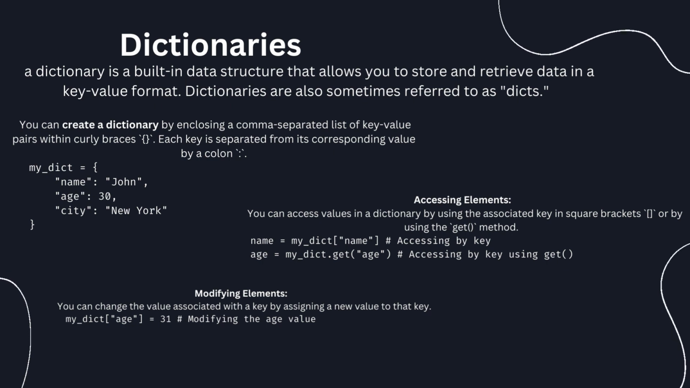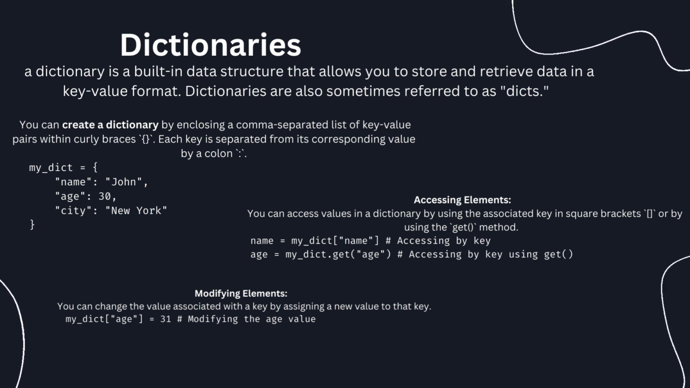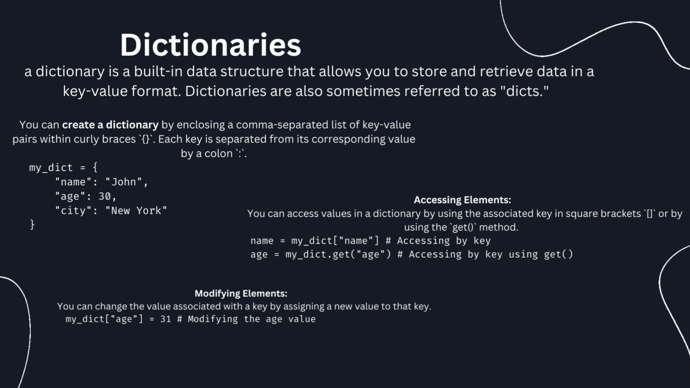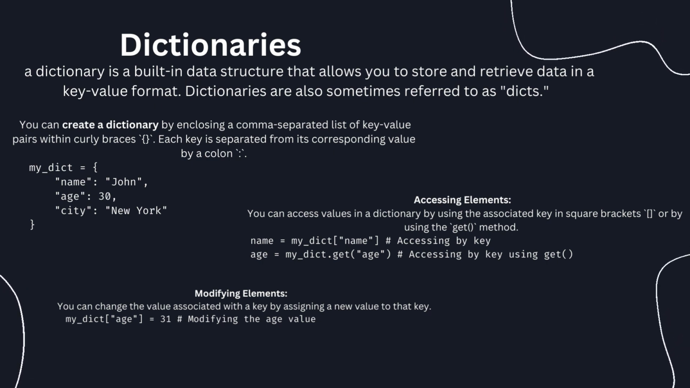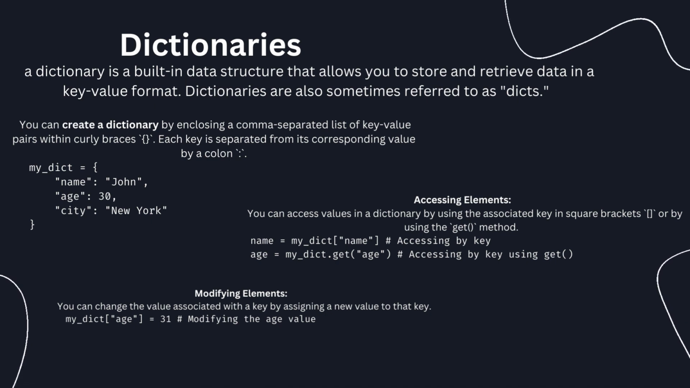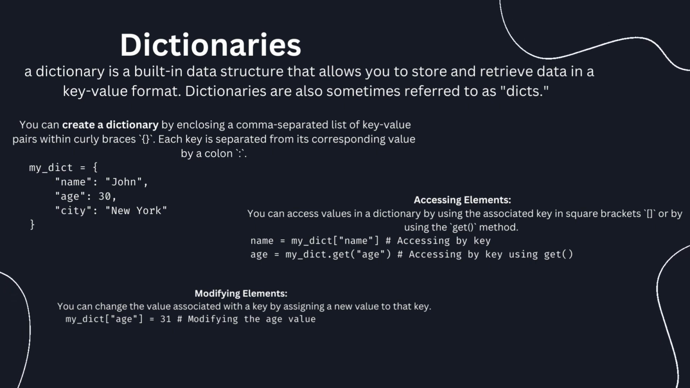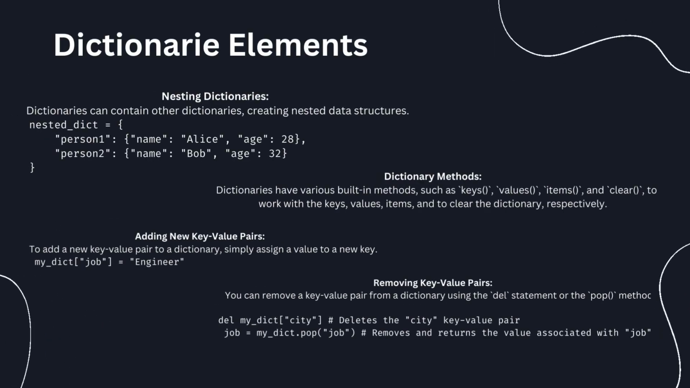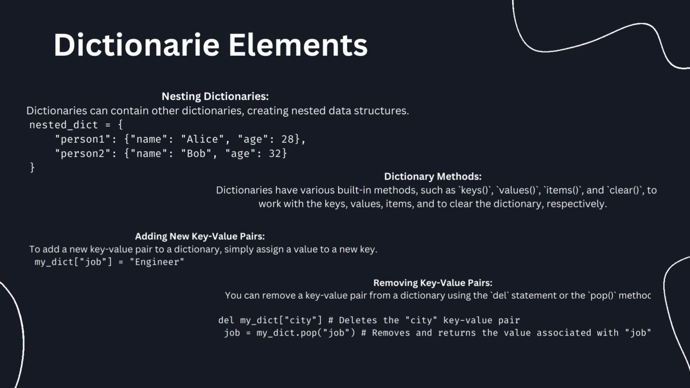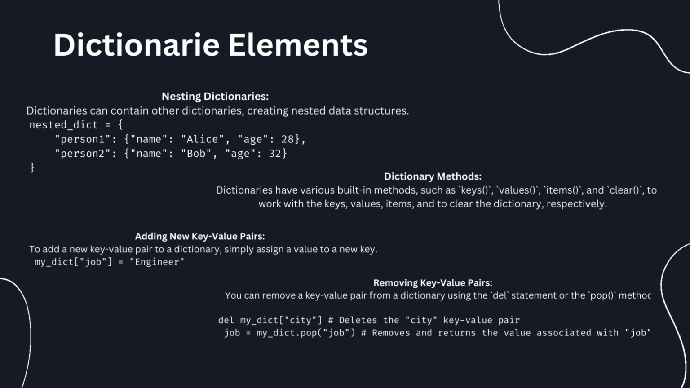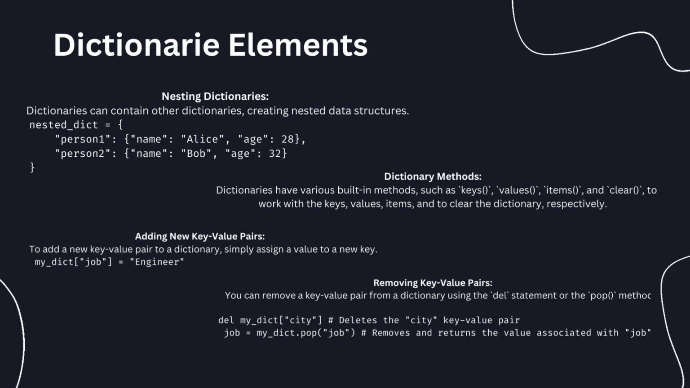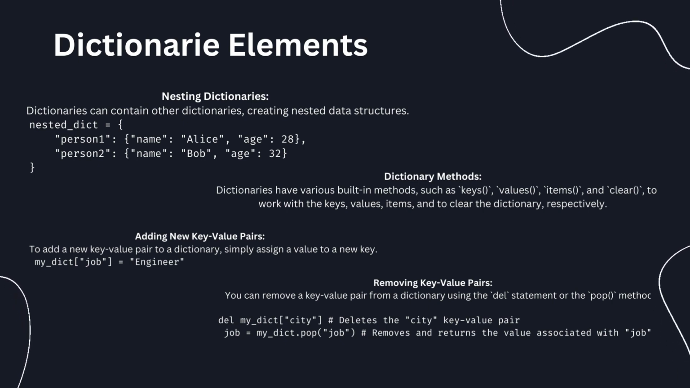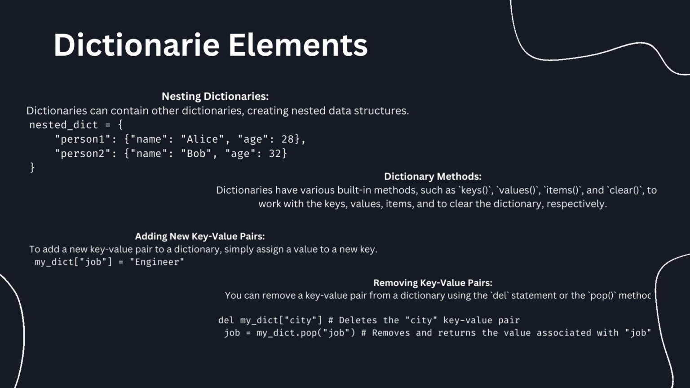To access elements in your dictionary, you can use the associated key in square brackets or by using the get() method, both of which are in the example provided. If you would like to modify an element in your dictionary, you can change the value associated with a key by assigning a new value to that key. Again, this is shown in the example here. So a few more dictionary features: nesting dictionaries. Dictionaries can contain other dictionaries, creating nested data structures. Here's a really simple example of a nested dictionary if you would like to try that out on your own.